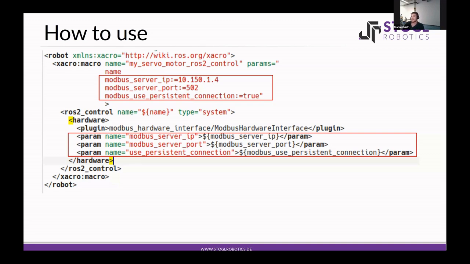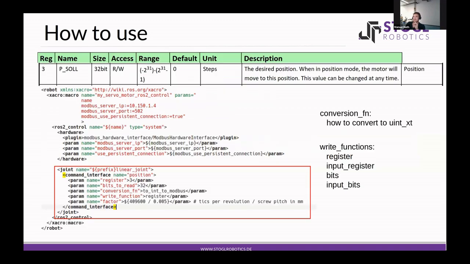And let's say, for example, we now want to add a command interface. So we want to have an interface to write some value to our servo motor. I take a servo motor as an example again. So we might have register 3, which is the position of the motor.